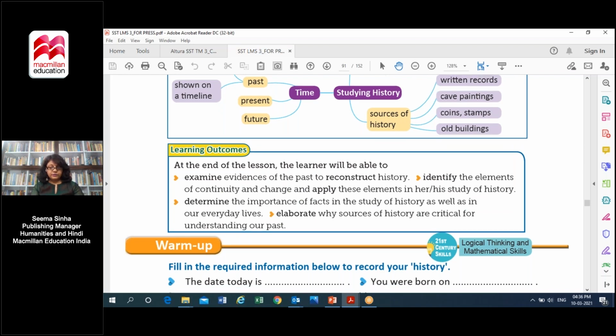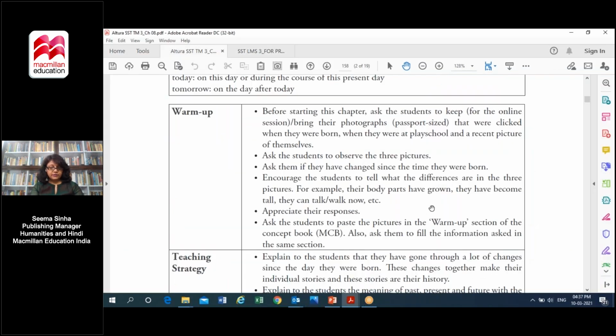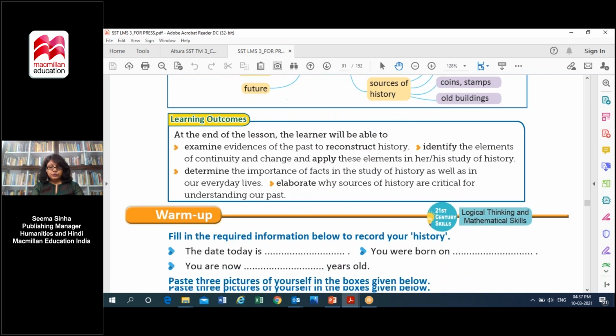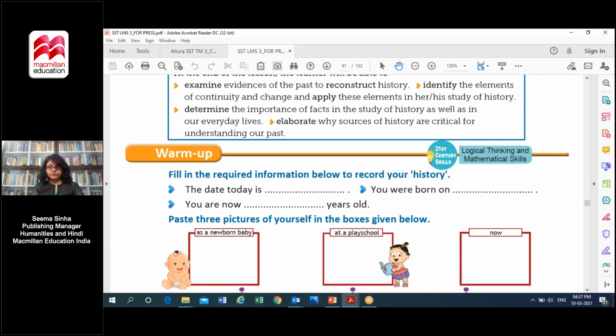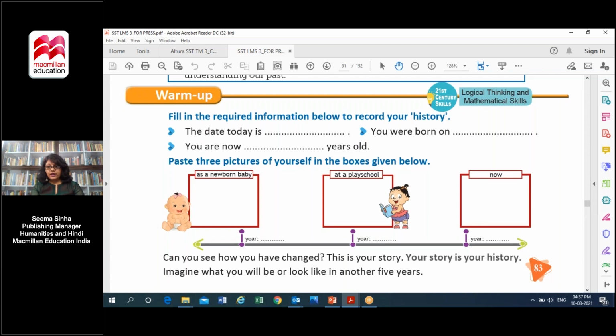Now, to start with, plan your pedagogical activities aligned with these learning outcomes. Here is a lesson plan that will help you achieve this. The lesson is from grade 3, when learners have no concept of past or history. So do the warm-up activity first. For this activity, students need to carry 3 photos: when they were a baby or they were just born, at a play school, and now, which is the present time.